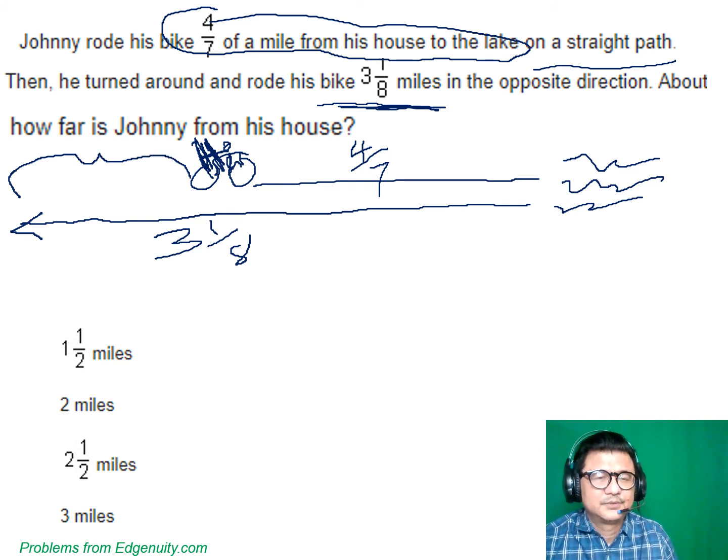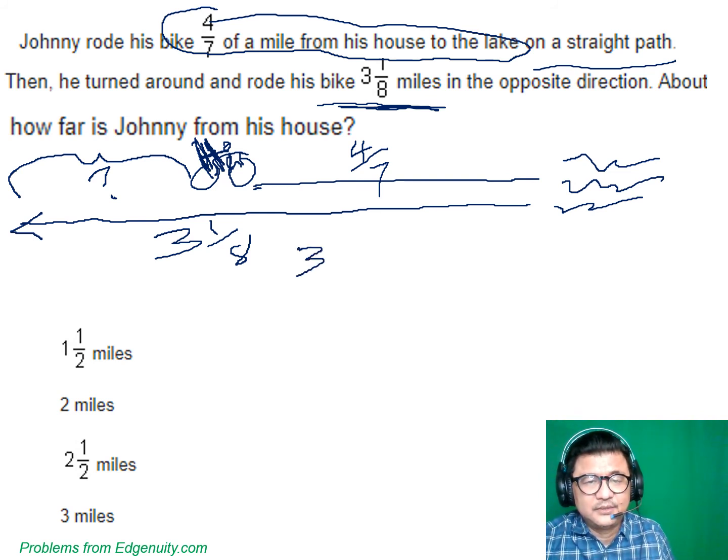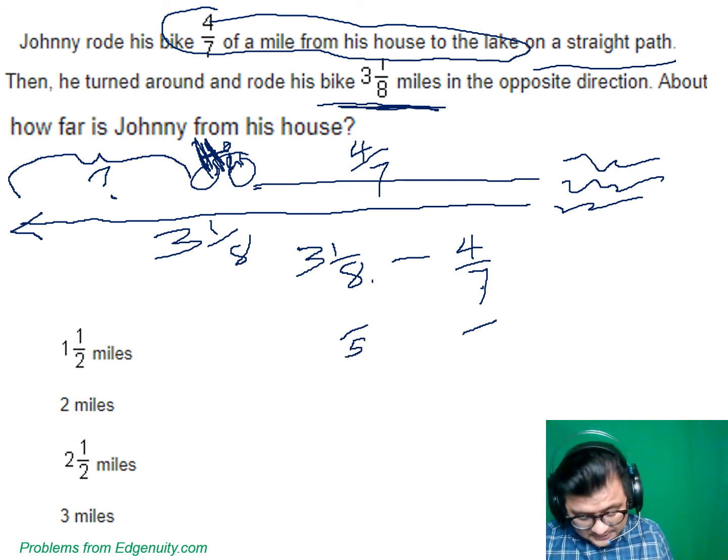So you can think of this as a longer distance minus the shorter distance, and you will get the remaining distance. So obviously you will subtract. Let's organize our subtraction equation: 3 and 1/8 minus 4/7. I cannot subtract yet, you know why? Because the denominators are different. So let's make them the same by getting the least common denominator of 56.